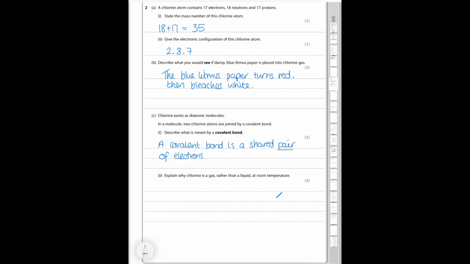Explain why chlorine is a gas rather than a liquid at room temperature. So here, the chlorine molecules have weak intermolecular forces between them. And because the forces are weak between the molecules, only a little amount of energy is required to overcome them, which then means that the boiling point is low because you do not need a lot of energy to have the molecules moving around like a gas.